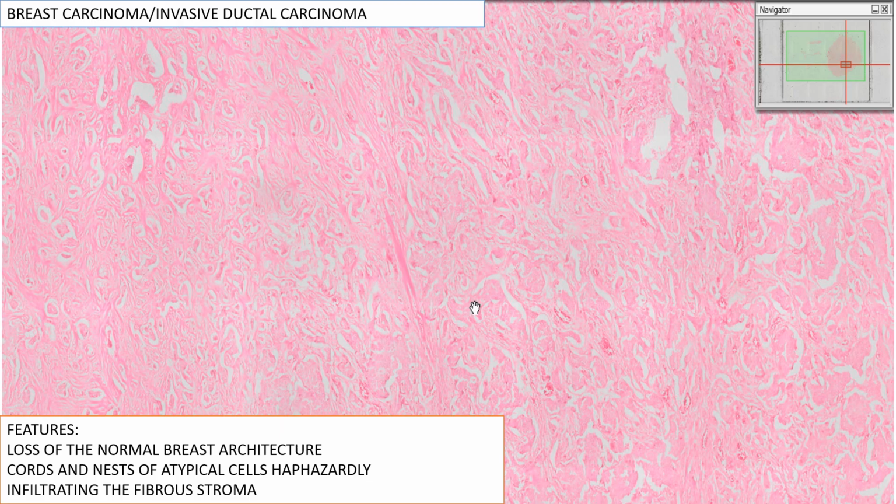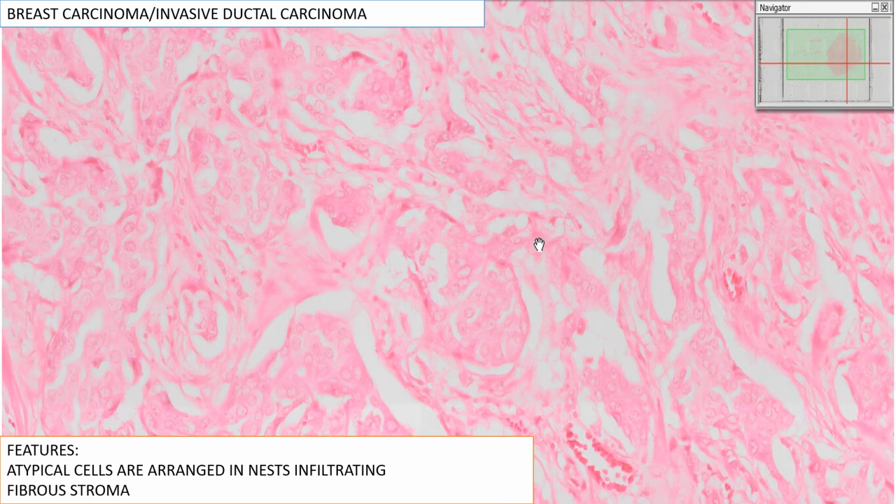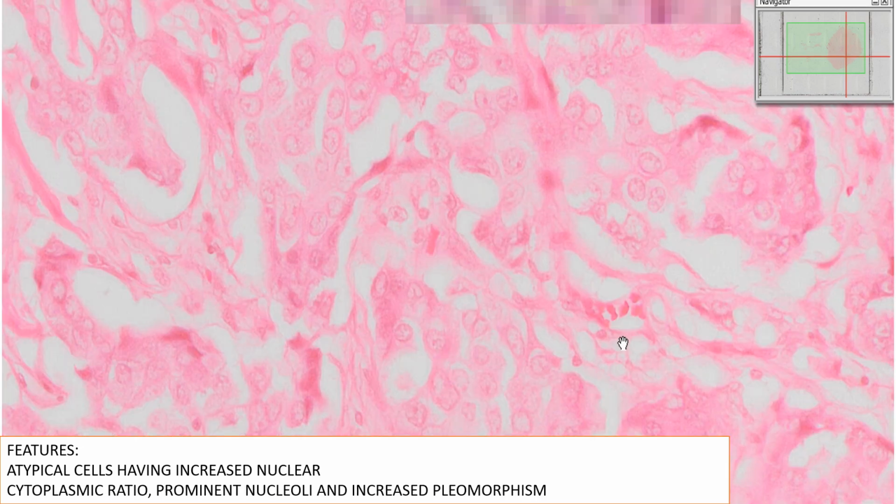Under the microscope, there is loss of normal breast architecture. Cords and nests of atypical cells are seen haphazardly infiltrating the fibrostroma. When you look at this, there are atypical cells seen in nests infiltrating the fibrostroma. These atypical cells have increased nuclear cytoplasmic ratio, prominent nucleoli, and increased pleomorphism.